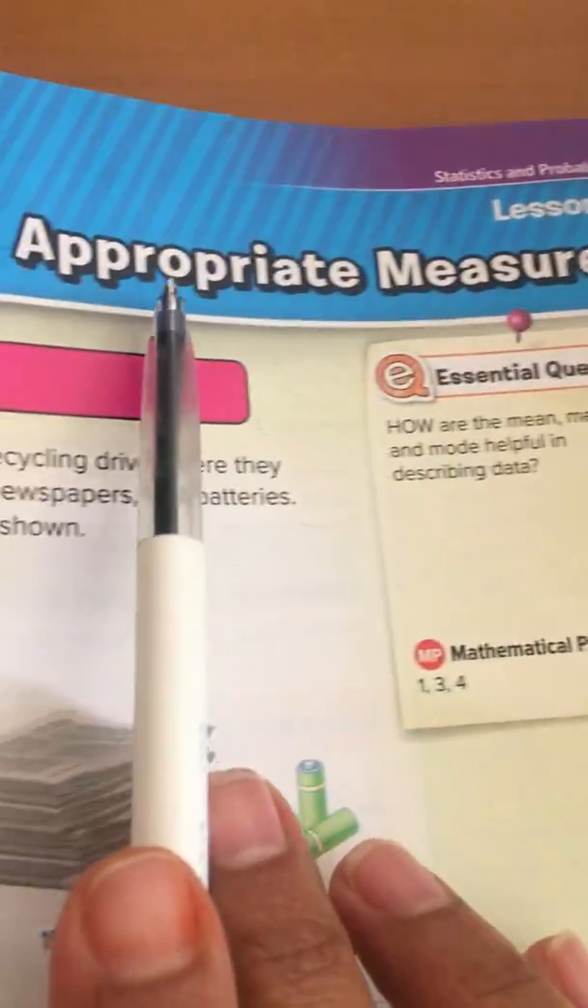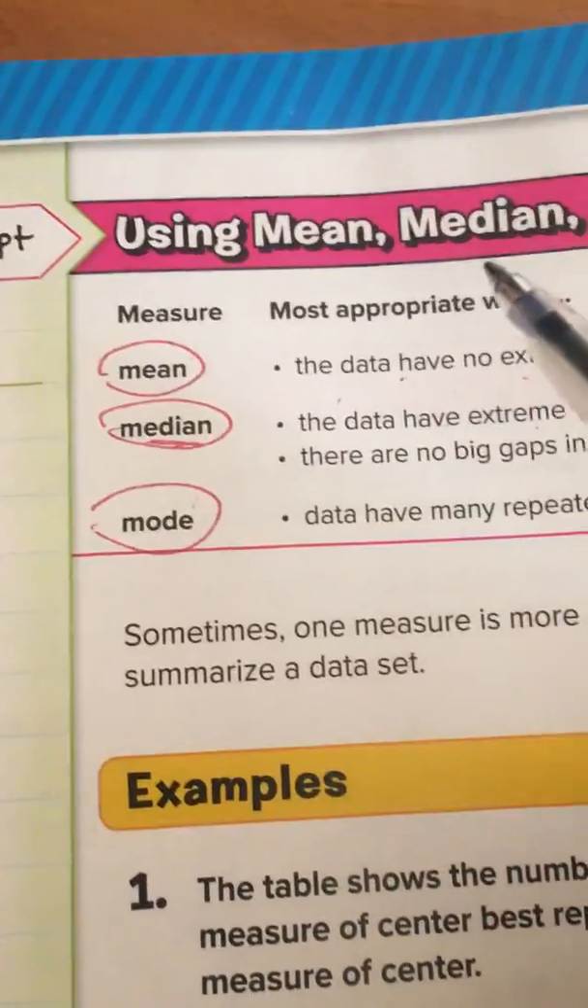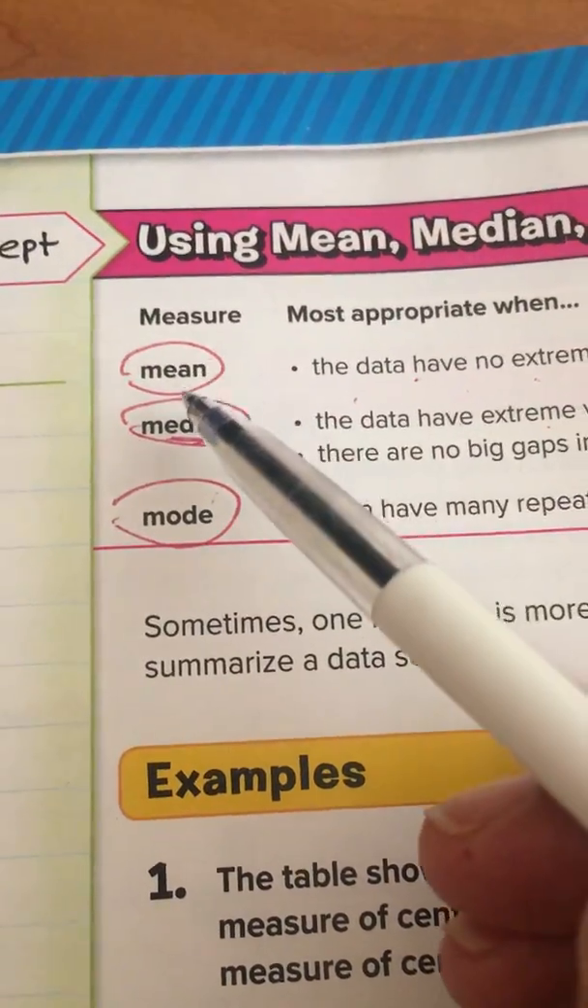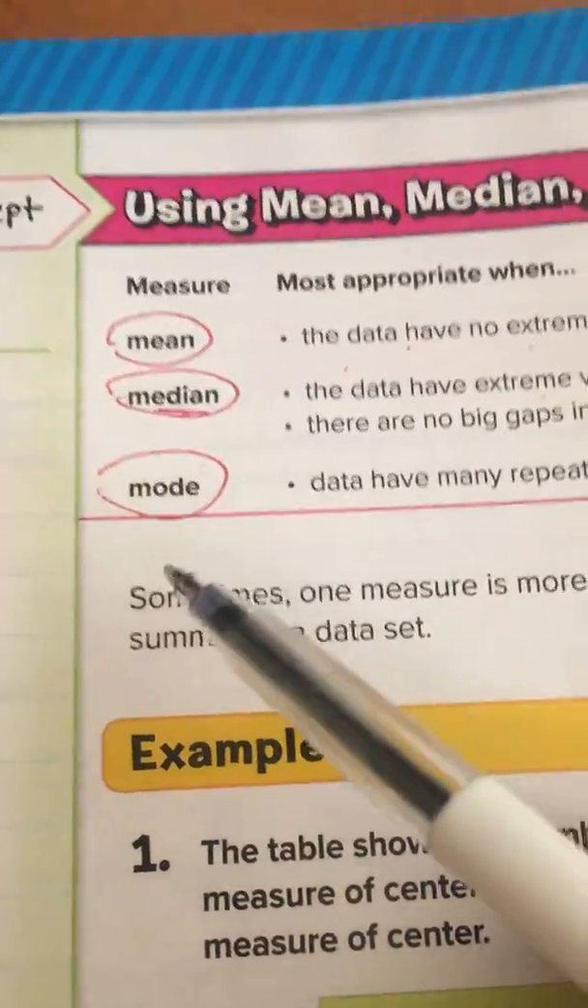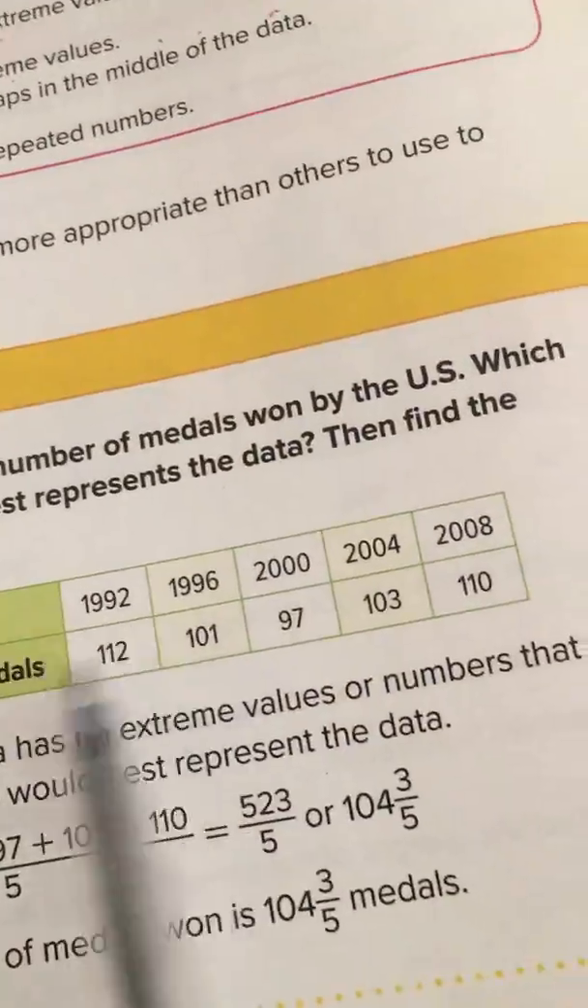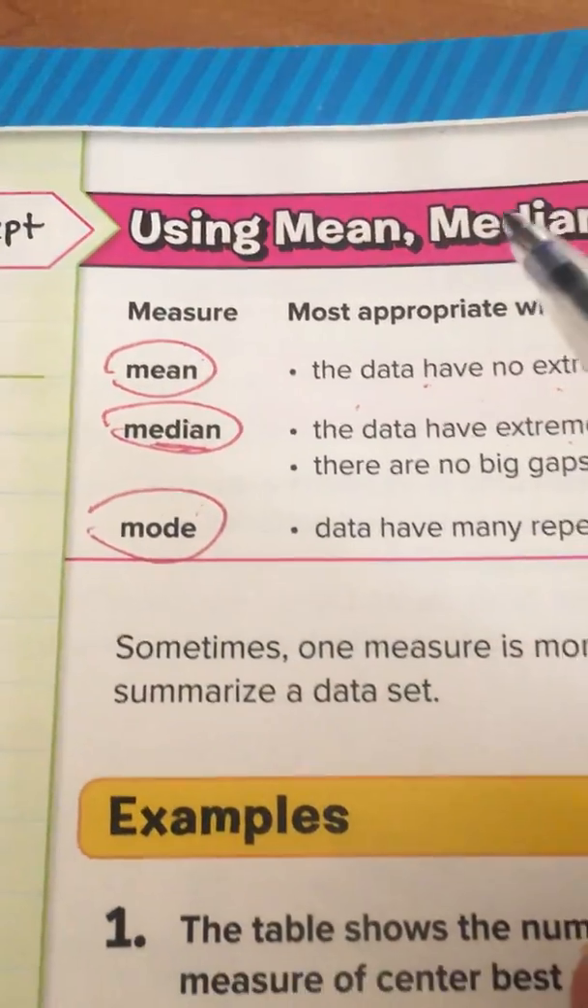Appropriate measures. What's the meaning of appropriate measures? He asked which one you choose. He gave you what is the best one. Is the mean the best, or the median, or the mode for this data? How can I decide what is the best?